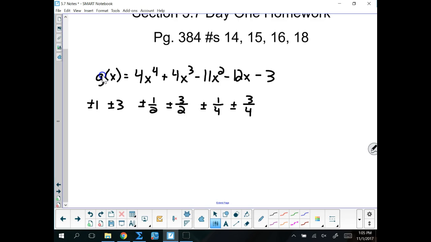No, because it's factors of this number divided by factors of that number. Okay? Right? And then on this one, I think negative 1/2 was a double root. So you had to do that one twice in order to get it down to where you could use the quadratic function on it. Good?